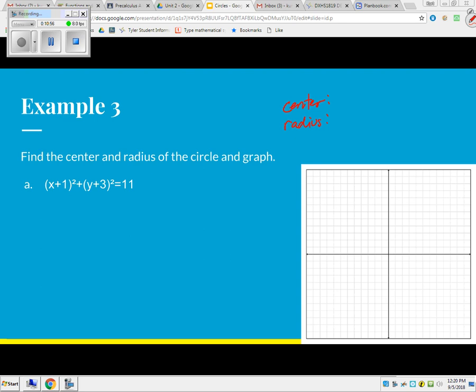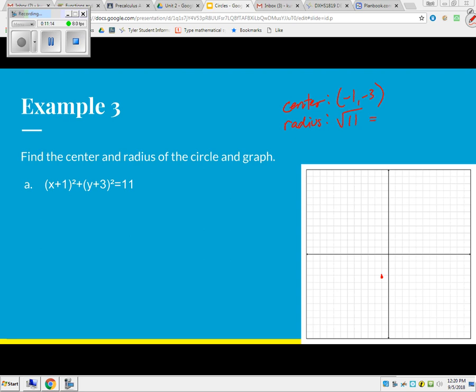Well, the center on this one, remember we got to change the sign. It's going to be -1, -3. It's going to be -1, 1, 2. Oops. Oh, wrong way. 1, 2, 3. Let's go down here. -3 right here. And the radius this time, I'm going to take the square root of 11.